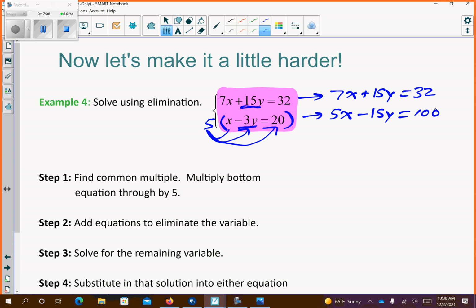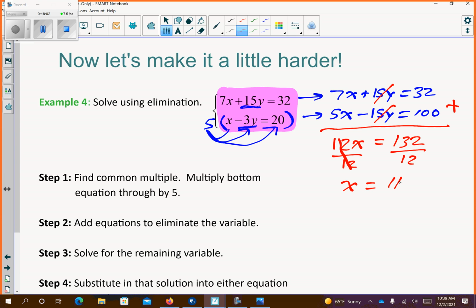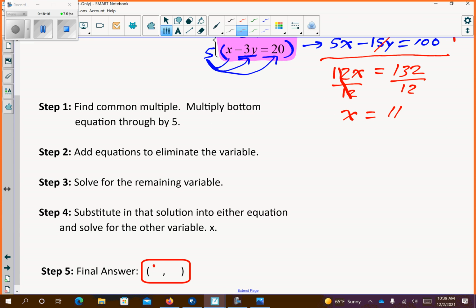Do those new equations appear if I add them together? What's going to go away if I add them together right now? The y's. These are going to cancel each other out. Then I'm going to get 12x equals 132. Oh, I would definitely have a calculator out on this one. But I think this is going to be 11. It's 132 divided by 12, 11? Yeah. Yay! I got lucky. I took a shot in the dark. All right. So we get 11 for our x value.